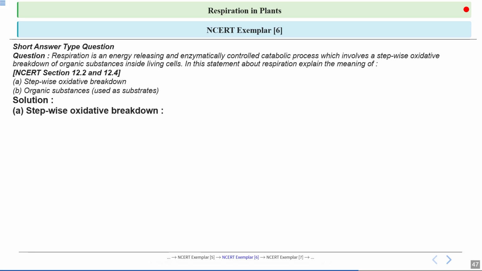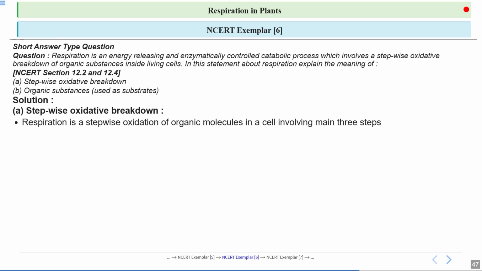First, let's talk about the meaning of stepwise oxidative breakdown. Respiration involves three main steps that we have studied: glycolysis, Krebs cycle, and the electron transport chain. So there is stepwise oxidation of organic molecules in a cell through these steps. The first step is glycolysis. This is where glucose is split into two smaller molecules called pyruvate, and it happens in the cytoplasm. This process produces a small amount of ATP.